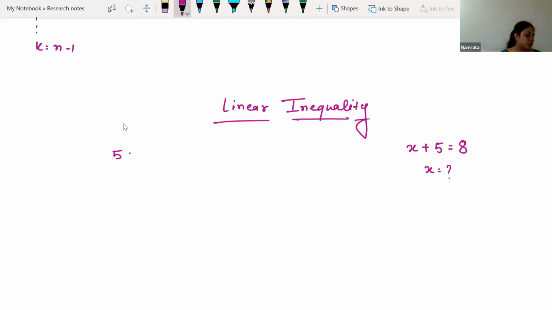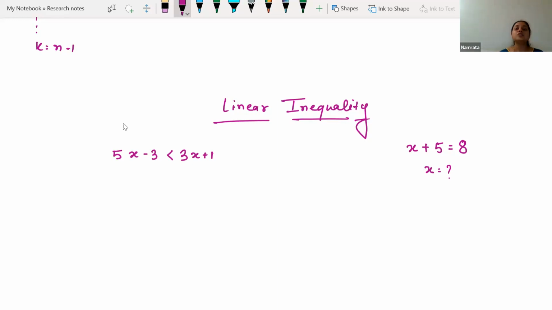Suppose we are having 5x minus 3 is less than 3x plus 1. Here we will be able to find the range of x. Okay, the range of x, where to where the value of x will lie. X will be lesser than any number, or it can be greater than any number. So we will be finding in which range the value of x will be lying.